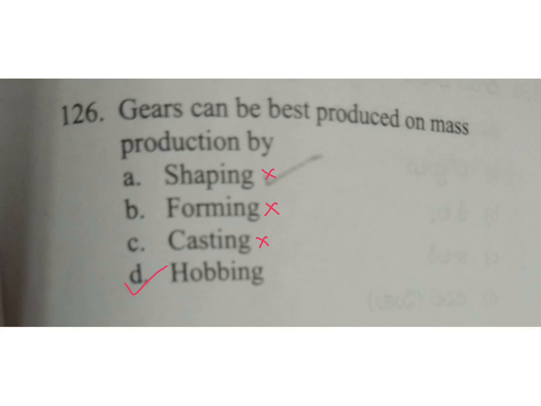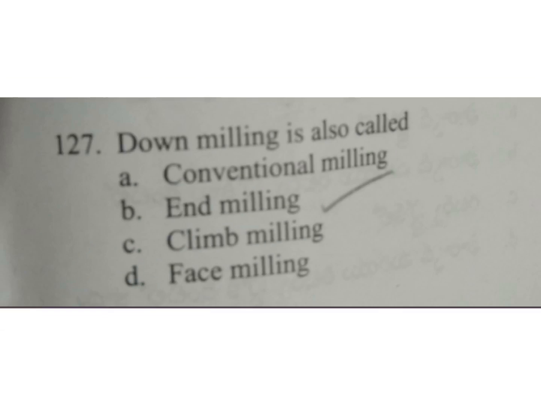This one was already discussed. Down milling is also called climb milling. This is the milling cutter, the workpiece, the milling cutter direction, the milling cutter travel direction and the workpiece direction. Both are the same. This is climb milling. Conventional milling is also called up milling. This is also very important.